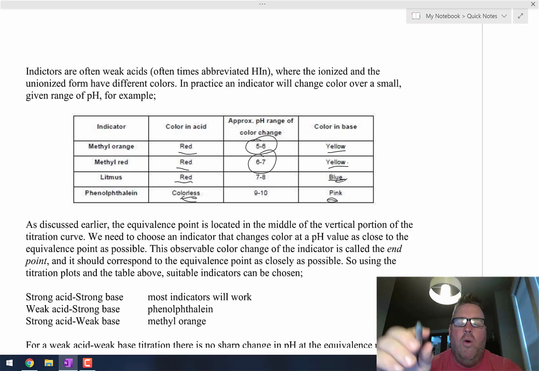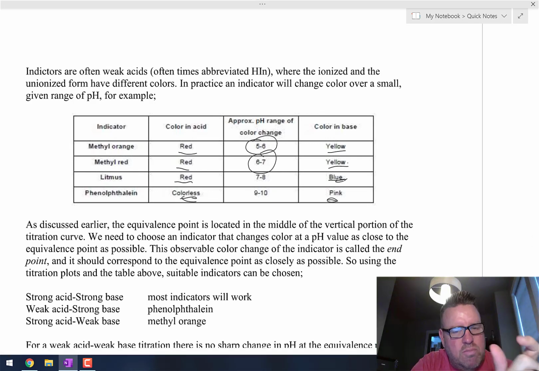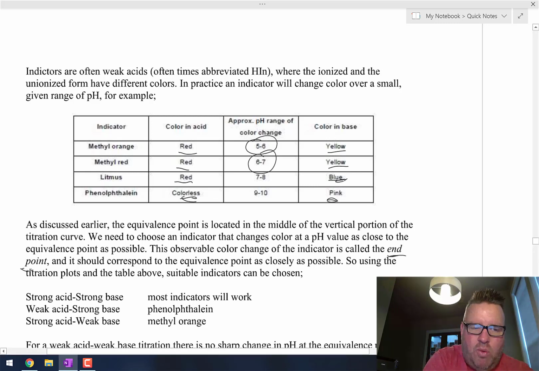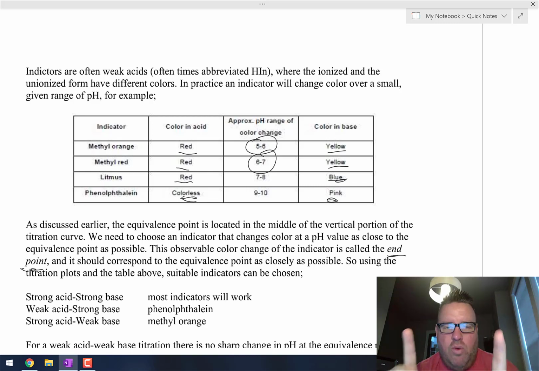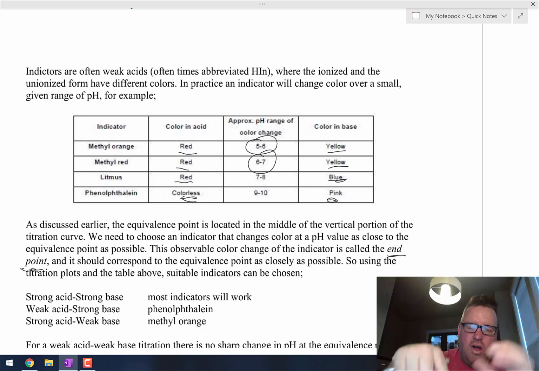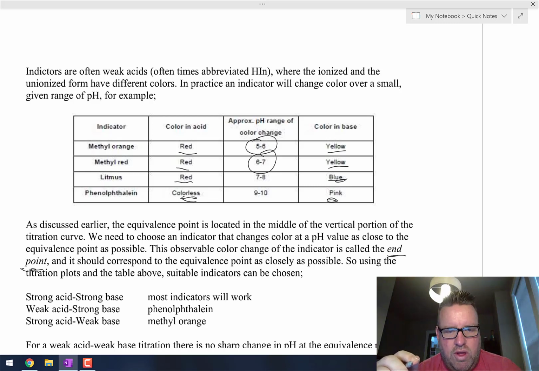Now, the equivalence point, remember, is when those moles are equal to each other. We want to choose an indicator where the change in color happens as close to the equivalence point as possible. But when the color change happens, that might not be exactly at the equivalence point. That is what we call the end point. They're basically the same thing, but they're not. If they ask you a question about the difference between them, they're not the same thing. The equivalence point is when the moles of the base that you've added are equal to the moles of the acid that you started with. The end point is when the color change happens.